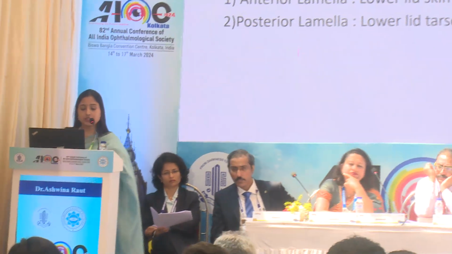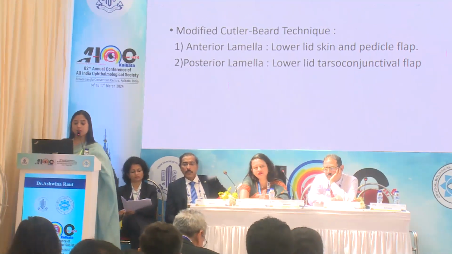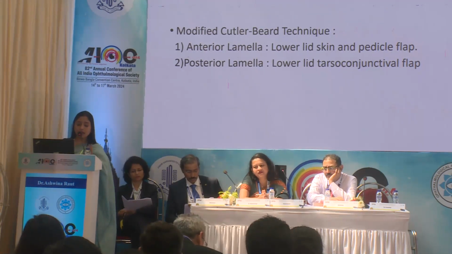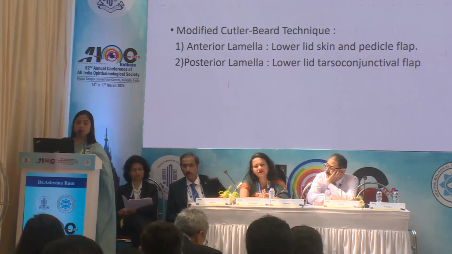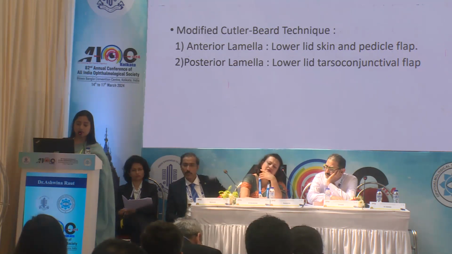So the discussion is about the modified Cutler-Beer technique. Why didn't we go initially with the Cutler-Beer technique? Because the patient had only one seeing eye. We wanted to avoid a flap procedure as it would cover the eye of the patient and obstruct the vision. That's why we initially did a forehead Fricke's flap.